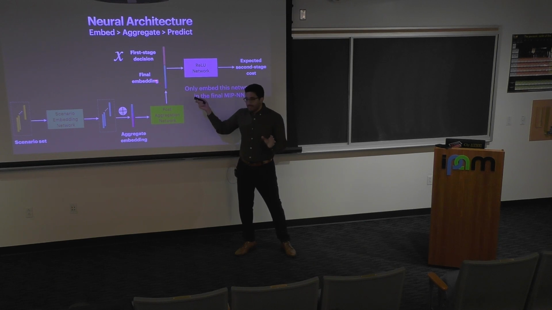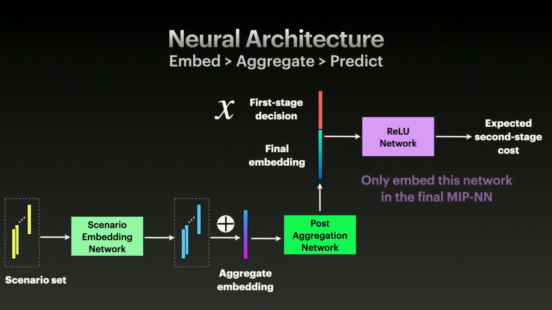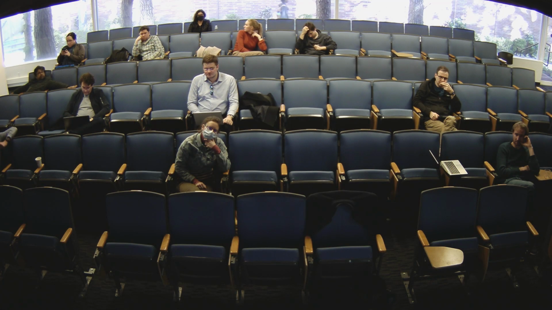Now, why does this make sense? Because when we train this overall architecture, all these blocks, we train them end to end. So this is just mean squared error of expected second stage cost to your prediction. So you backpropagate through all of these, and you learn a way to summarize K scenarios into one good vector, such that when you combine that with a first stage decision, you get an accurate prediction of the value function. Okay? Yes? So that final embedding is your meta scenario that you're talking about?